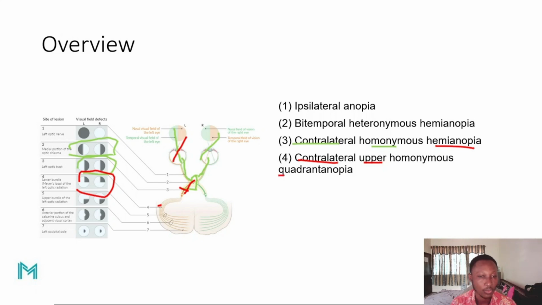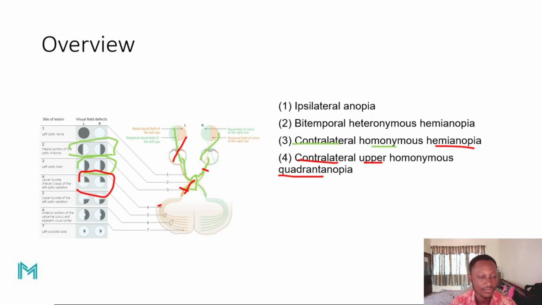Now, why is it a quadrantanopia, or a quarter? It's a quarter of the visual field that is lost. Remember here that this is a complete visual loss. Up here is a complete visual loss because both sides are involved. Here it was half because half of the fibers here cross over to join half of here. And so when you damage here, you have half from each side.